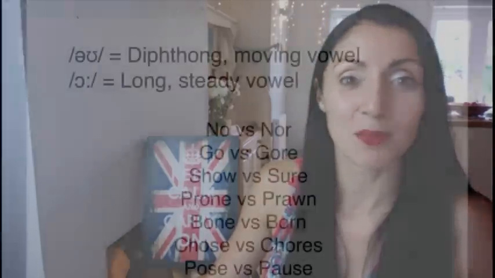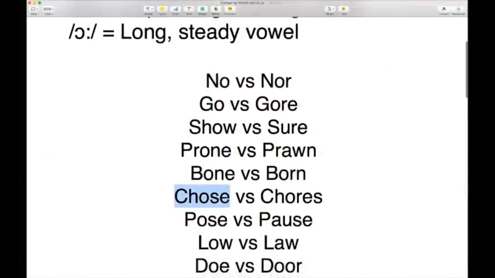Okay? What is next? We have chose, and that's a Z sound. Chose, I chose you. I chose today. I chose the time. Chose and chores. Chores are tasks that you have to do, like cleaning, laundry, going to work. It's a chore. So you chose to do your chores. Chose, chores. Let's have a look at that. We have chose and chores.